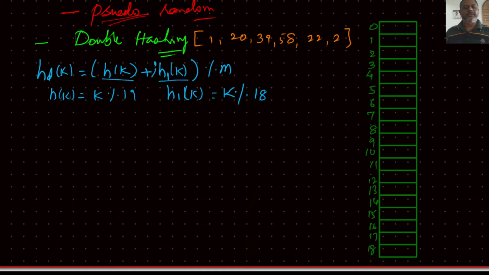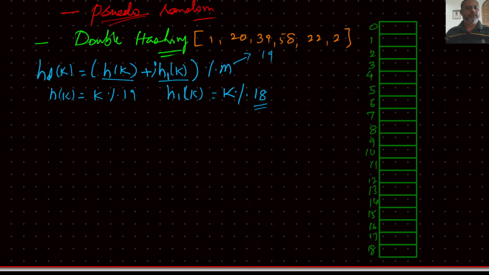For the first time it is 0, so that gets the original hash value, and if that's already occupied, then we begin probing i equal to 1, 2, 3 and so on, and this m is the size of the hash table. So in our case this is 19. So h of k is k mod 19, and h1 of k, let it be some other number, k mod 18. Okay, now let's begin our journey.